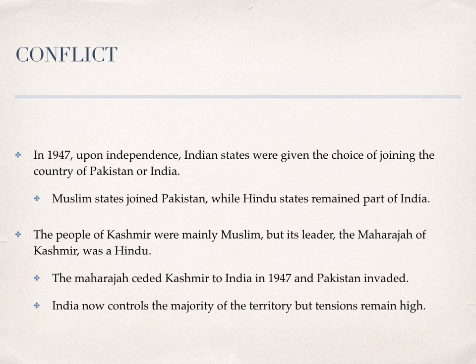Conflict. In 1947, upon independence, all of the states within India, which are kind of like states here in America, were all given the choice of joining either the country of Pakistan or India. Usually the Muslim states joined Pakistan. The Hindu states would choose to remain a part of India. The people of Kashmir were mainly Muslim, but its leader, the Maharaja of Kashmir, was a Hindu. So there was a little bit of a dilemma here. Would Kashmir join Pakistan or would it join India?